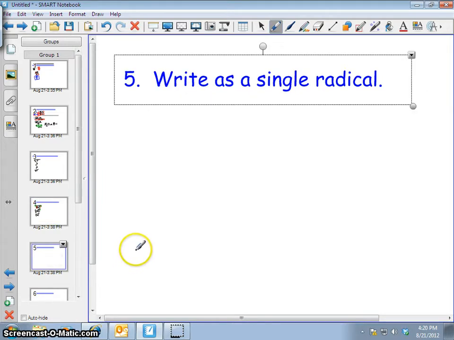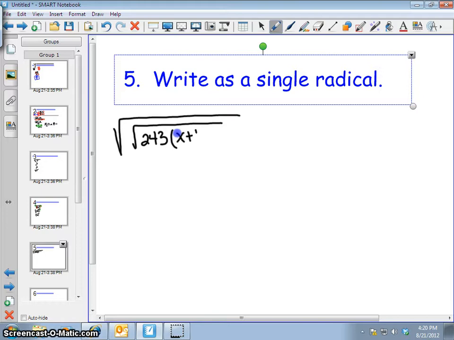Example 5, write as a single radical. Here is a big giant radical, and then underneath that you have another radical, and inside that is 243 parenthesis x plus 1 close parenthesis. So when there is no number in the index, we understand that it is assumed to be a 2. And when you have a radical within a radical like this, you simply multiply those two radicals together.